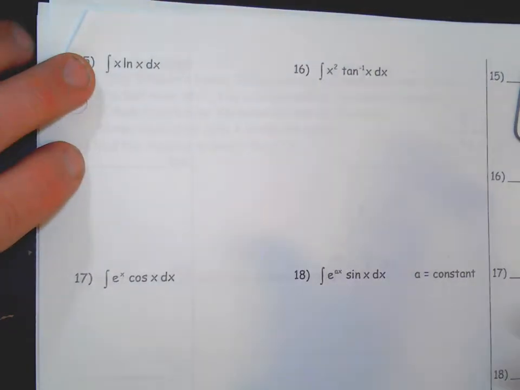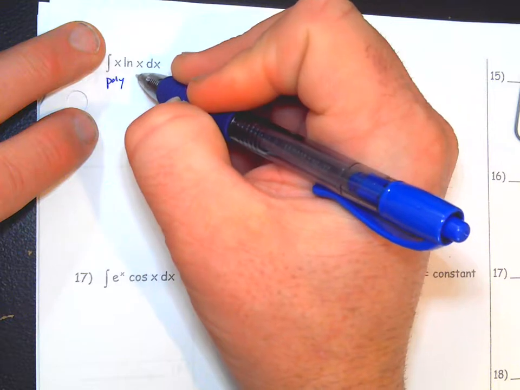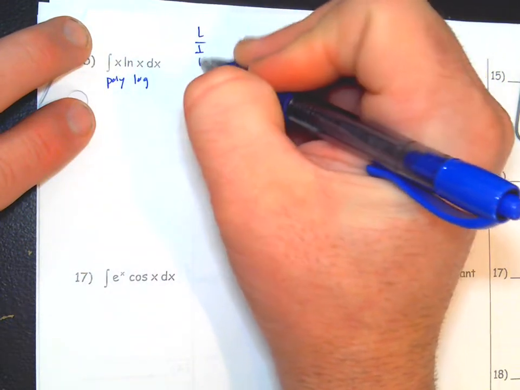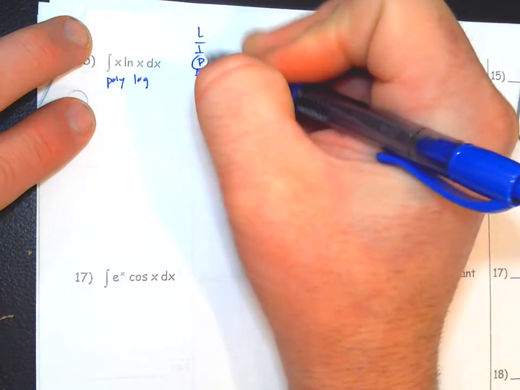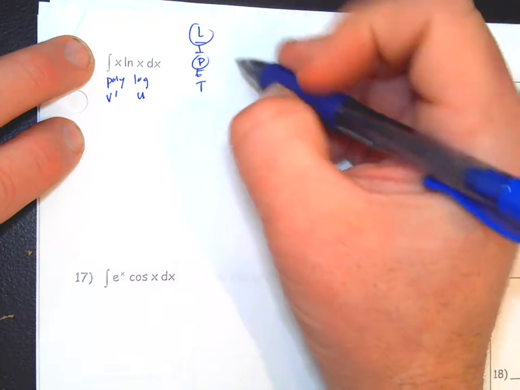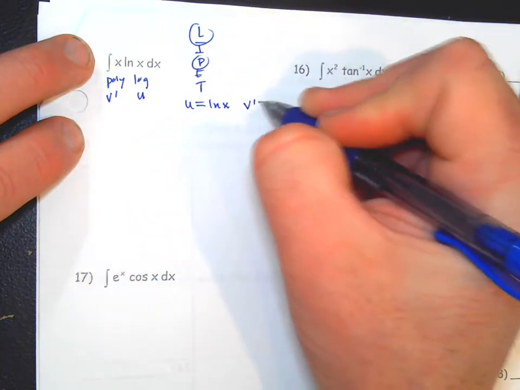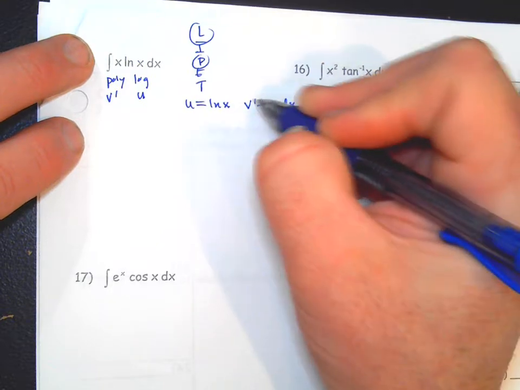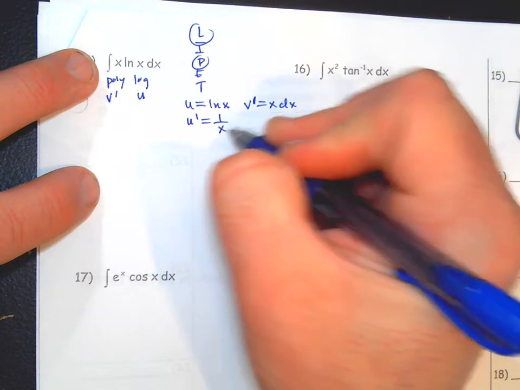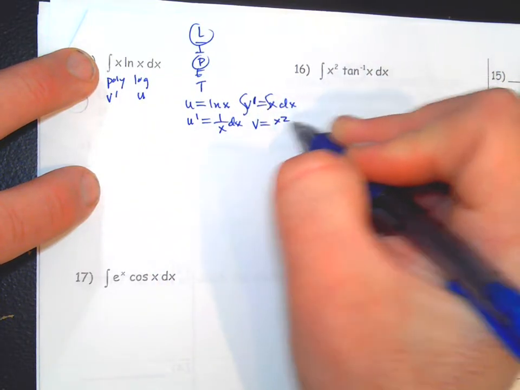All right, can't integrate this with any other techniques, so we're going to use poly log. LIPET. Poly log. So the first one is going to be your u, and then the other one has to be v prime. So u equals natural log of x, and v prime equals x dx. Whatever the v prime is gets the dx. Then you take the derivative, you get 1 over x dx. Then you integrate this one, and you get x squared over 2.